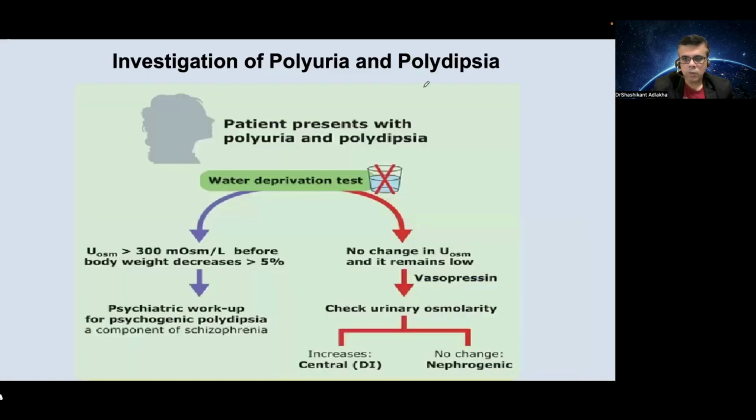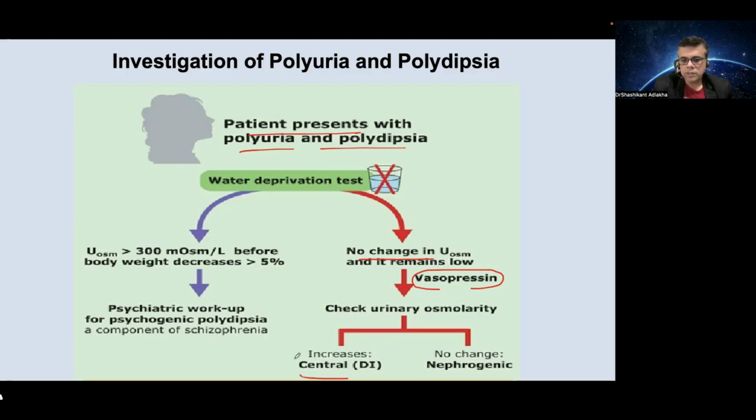Coming to the investigation of polyuria and polydipsia. If the patient presents to you with polyuria and polydipsia, you need to do a water deprivation test. The patient needs to be water deprived for a few hours, and then the pre and post urine osmolality and serum osmolality have to be measured, sodium pre and post has to be measured, and then we need to monitor the response to this water deprivation test. If there is no change in urine osmolality even after the water deprivation, then vasopressin injections have to be given, and subsequently we need to check the urine osmolality.